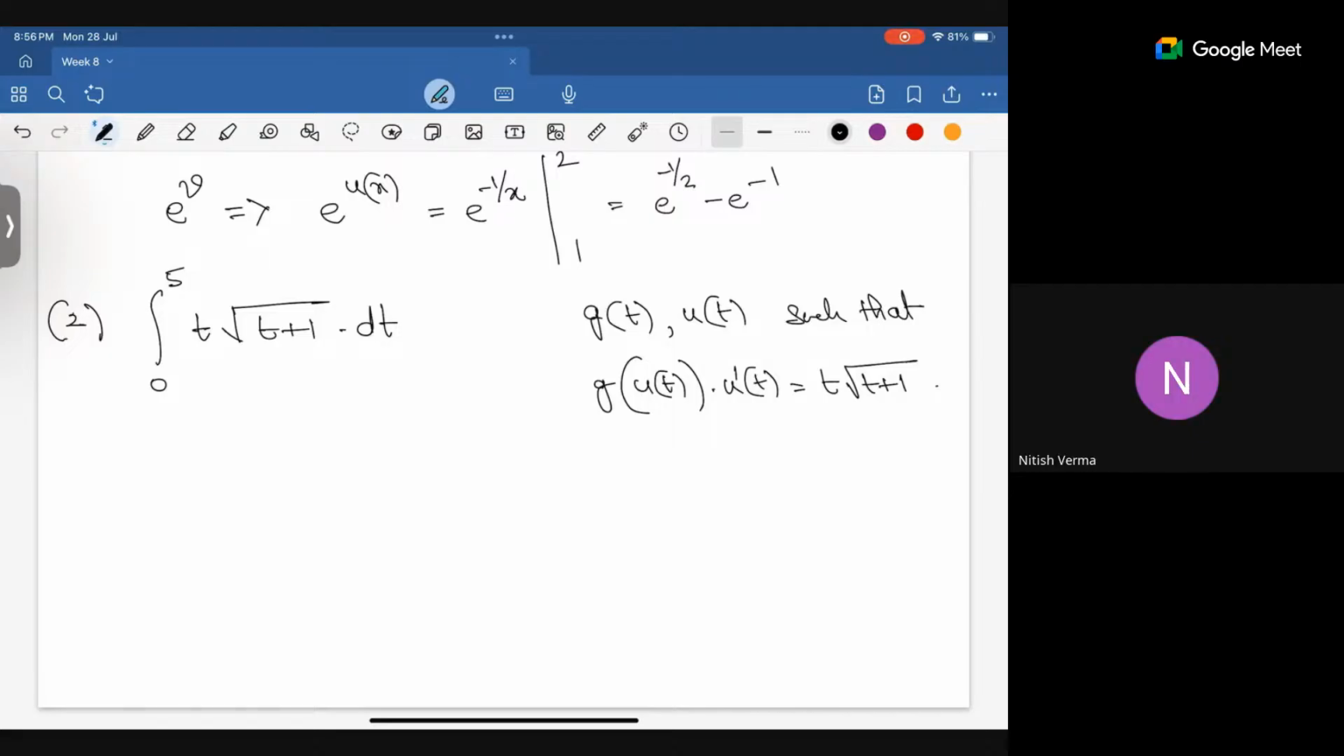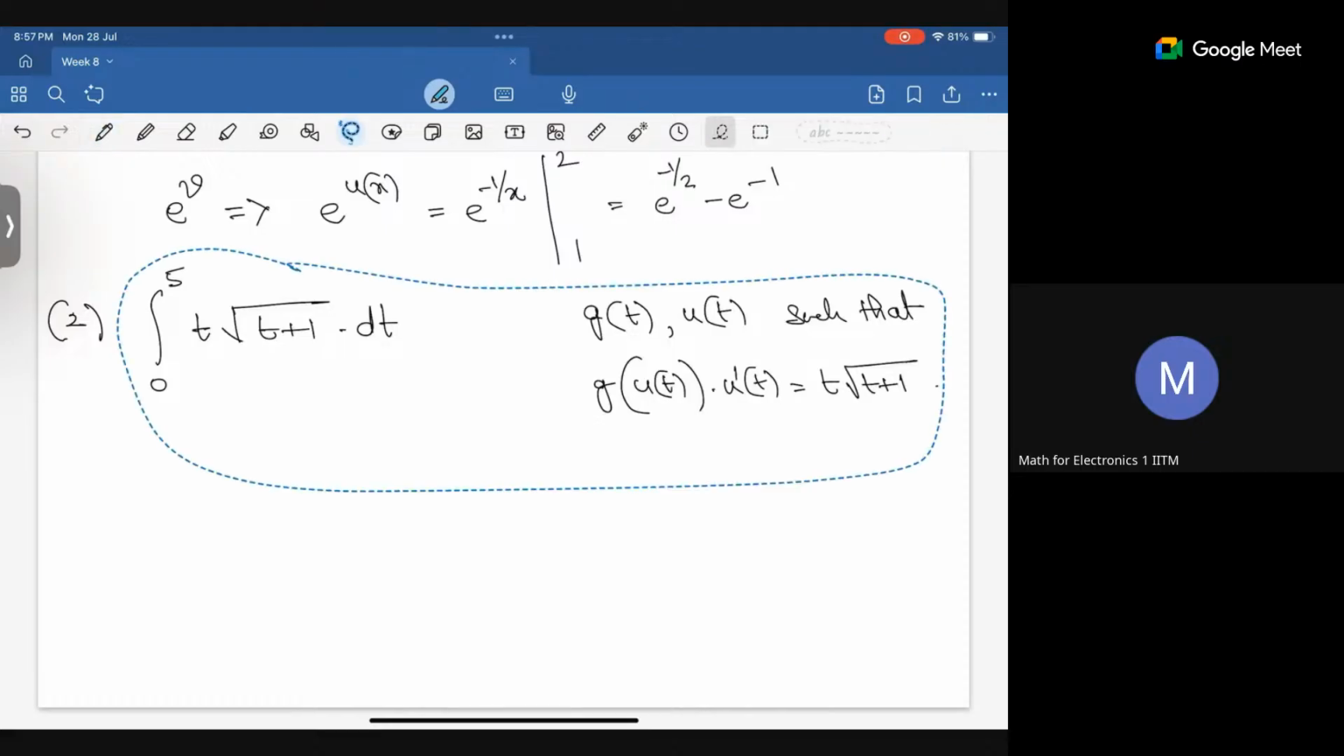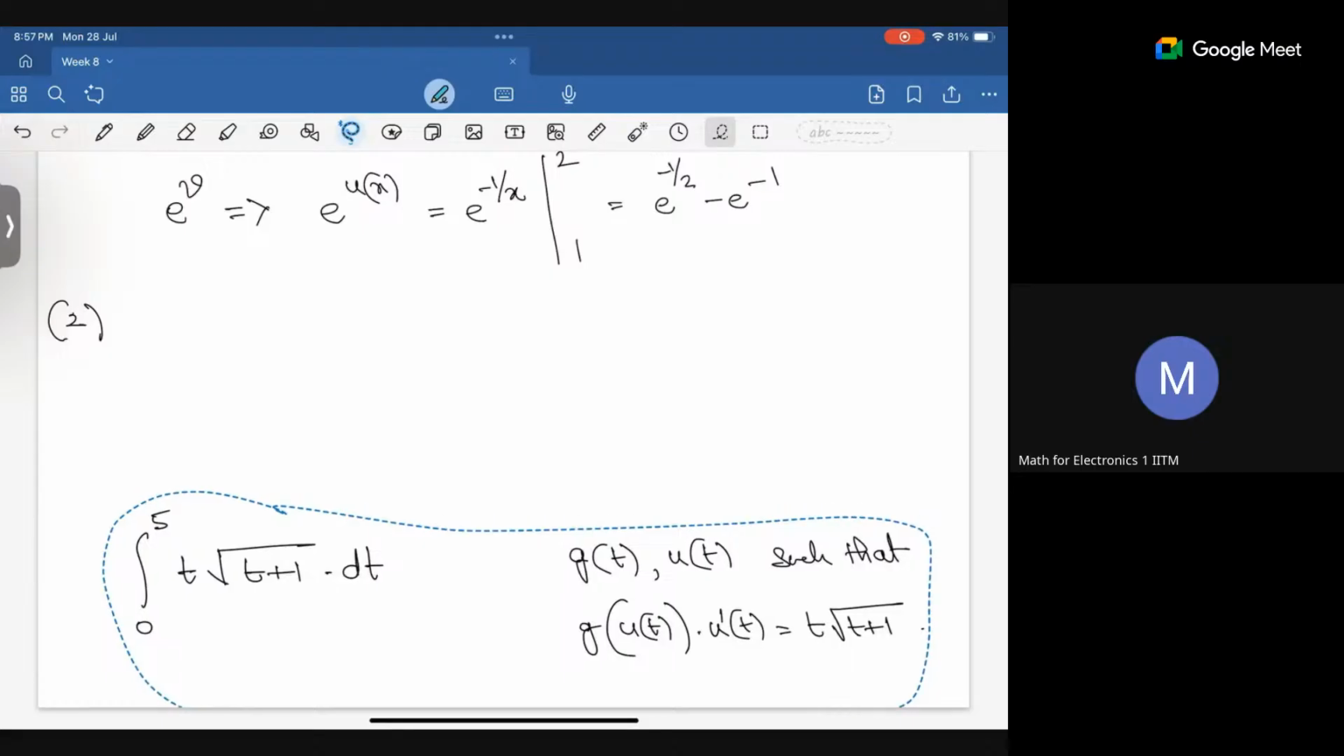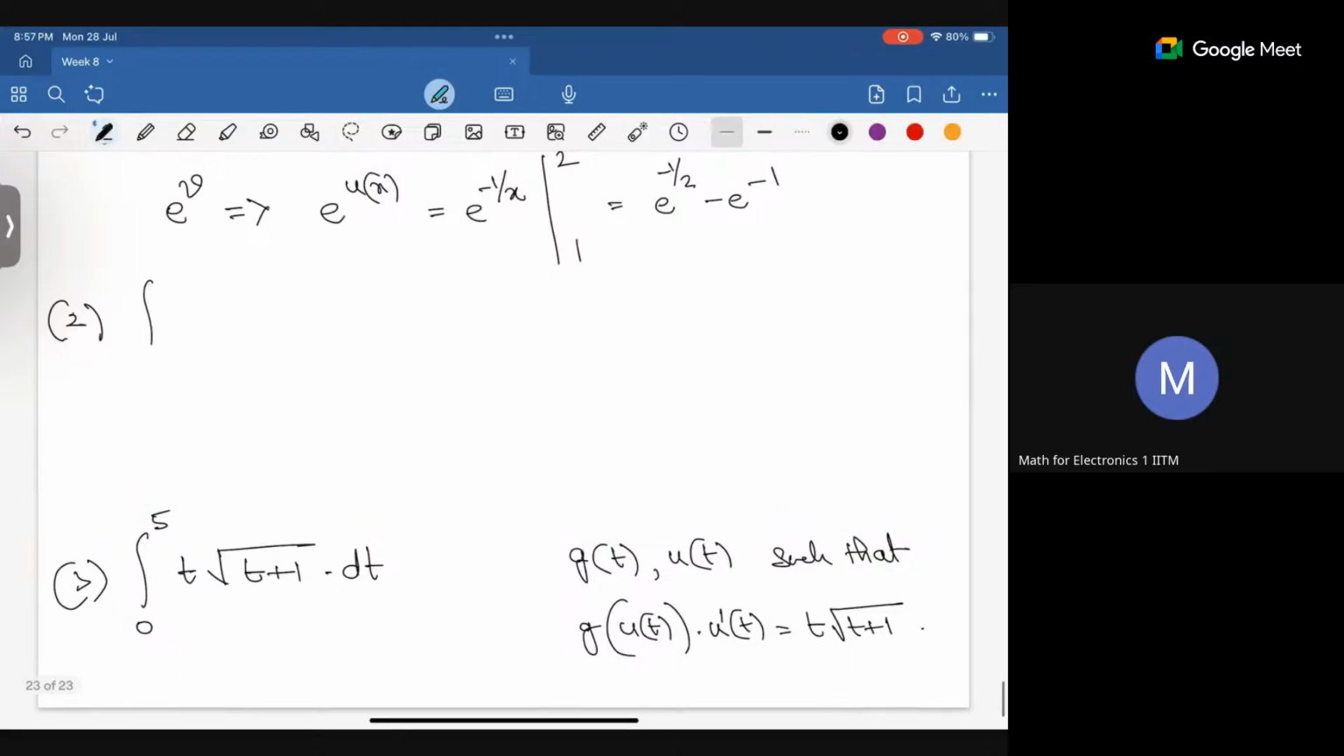Sir, it can be done by parts method. Okay, by parts we didn't discuss it. Can we think of a method? Okay, so we'll come back to this. So I think, let's say this is problem 3. Let us do some simple one.